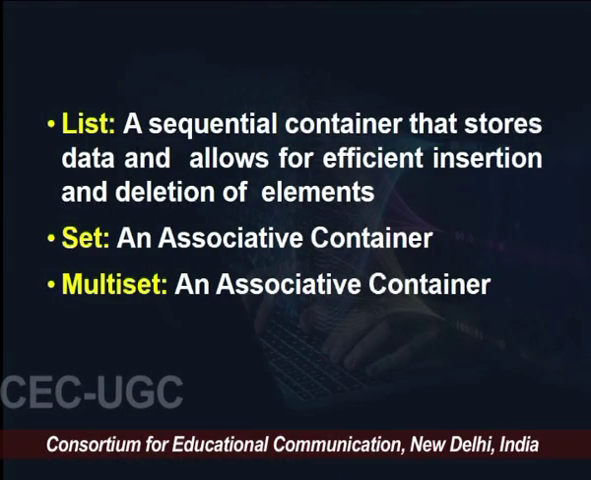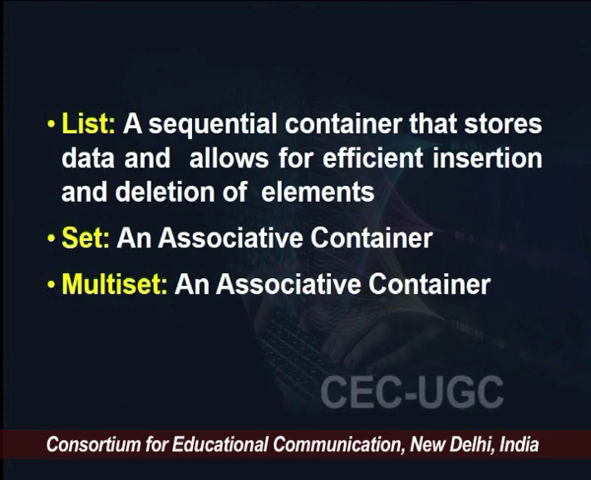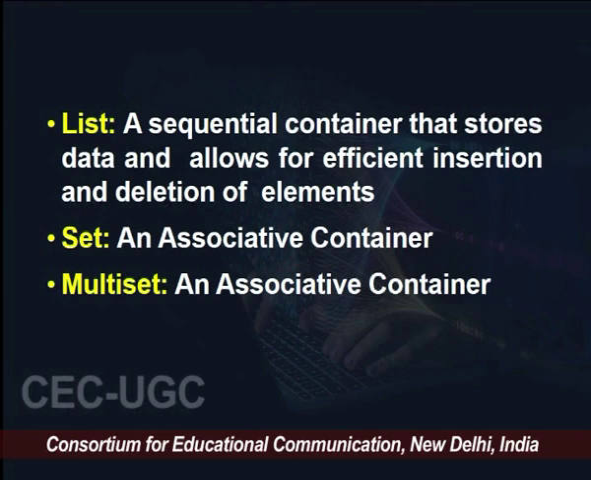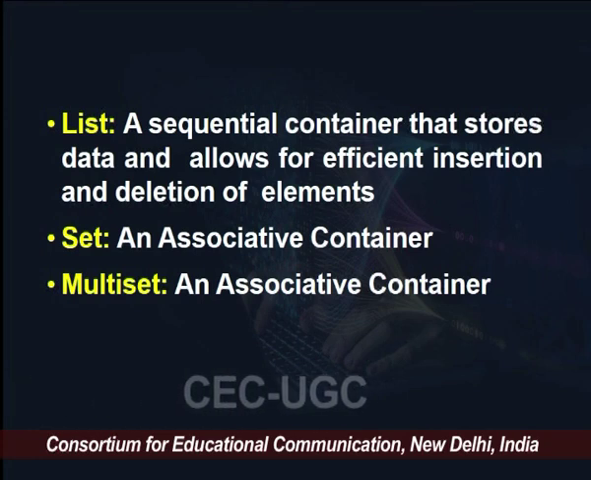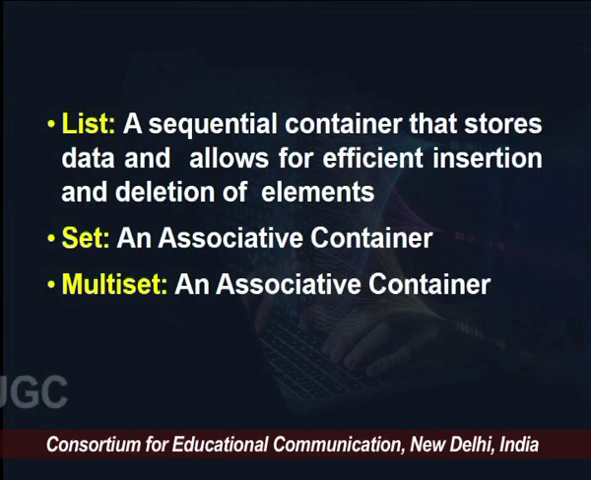Now, what are these 7 first class containers? These are the list, set, and multi-set. List, as the name indicates, we will be exploring in more detail in our upcoming lectures. List is basically a sequential container that stores the data and allows for efficient insertion and deletion of elements.